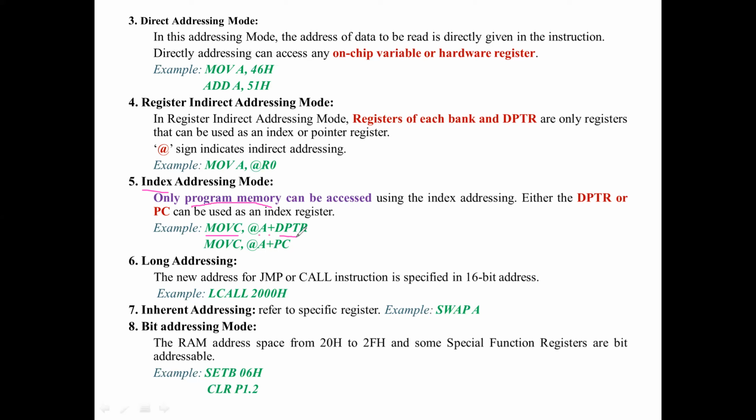So here whatever the data in the accumulator and DPTR, both will be added. After adding, it will have some value. At that value, there is some code that is going to be moved, that is within the 8051 controller.